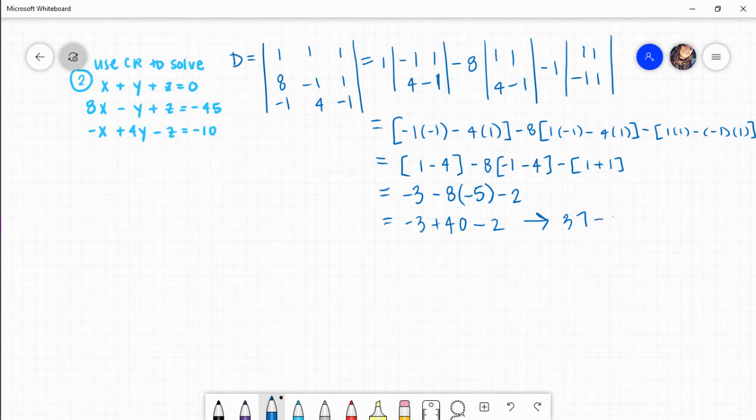Then we have a -2, combined with the -2. Why did I say 35? See, I did it again. I knew what I was going to say. 37 minus 2 equals 35. That's the determinant of that matrix, okay? So that's about a quarter of the work needed to solve this problem, okay?